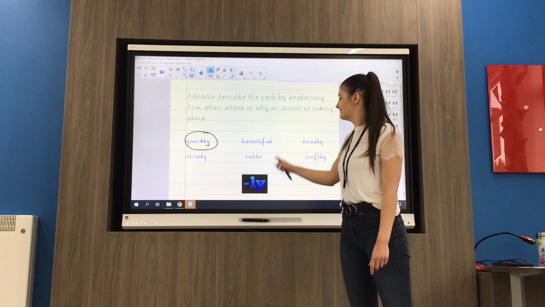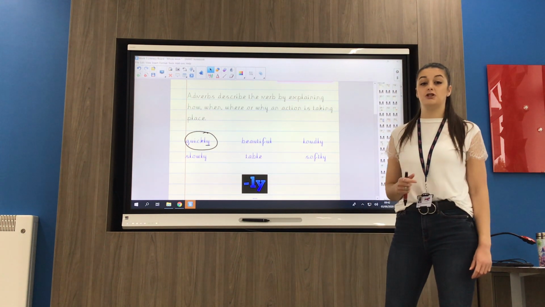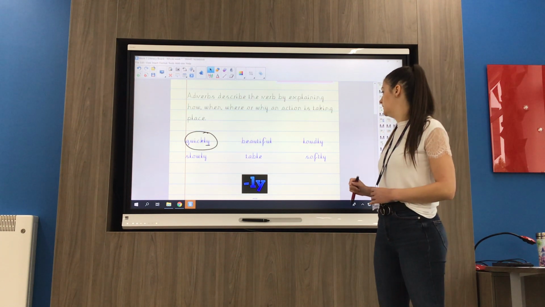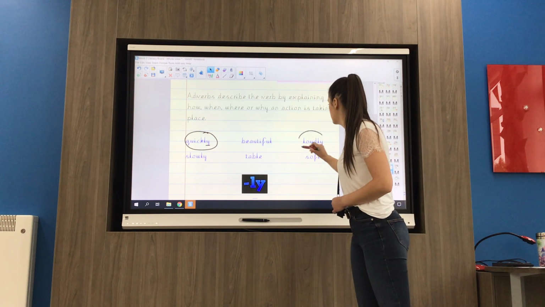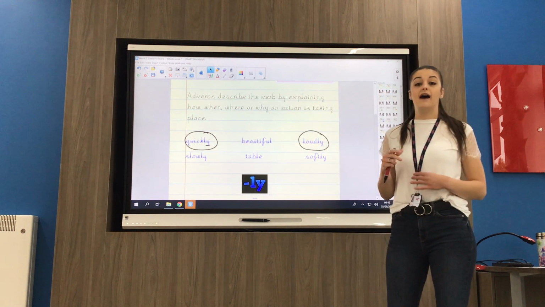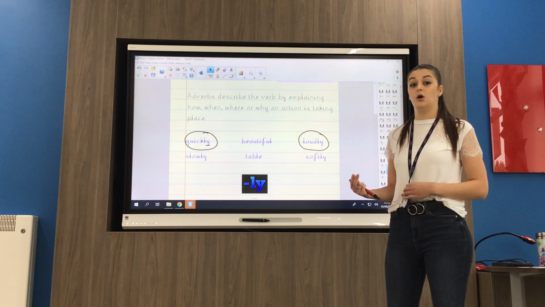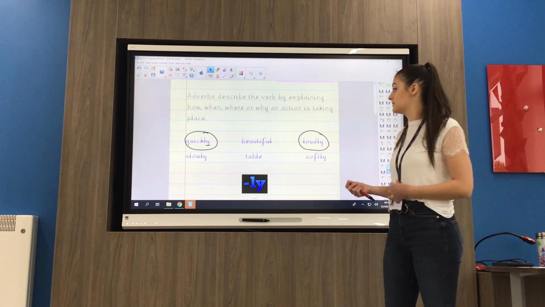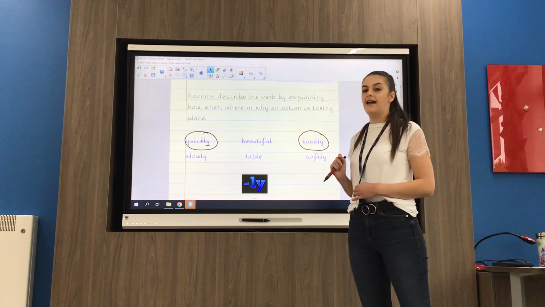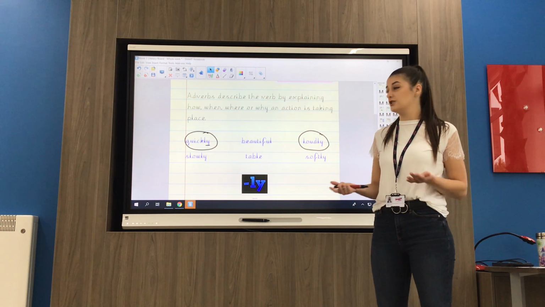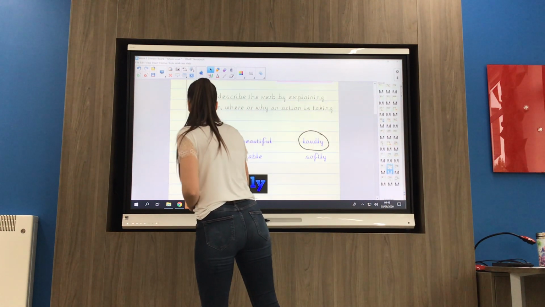Now, beautiful. It doesn't end in ly, and actually beautiful is a describing word, it's an adjective, so I know that's not an adverb. Loudly. So it ends in an ly, and it could tell me how someone screamed. They screamed loudly, or shouted loudly, or sang loudly, okay? So it describes a verb. We've got slowly there. Yep, it ends in an ly. Could it describe a verb, an action word? You could walk slowly down the road. We know walk is a verb.